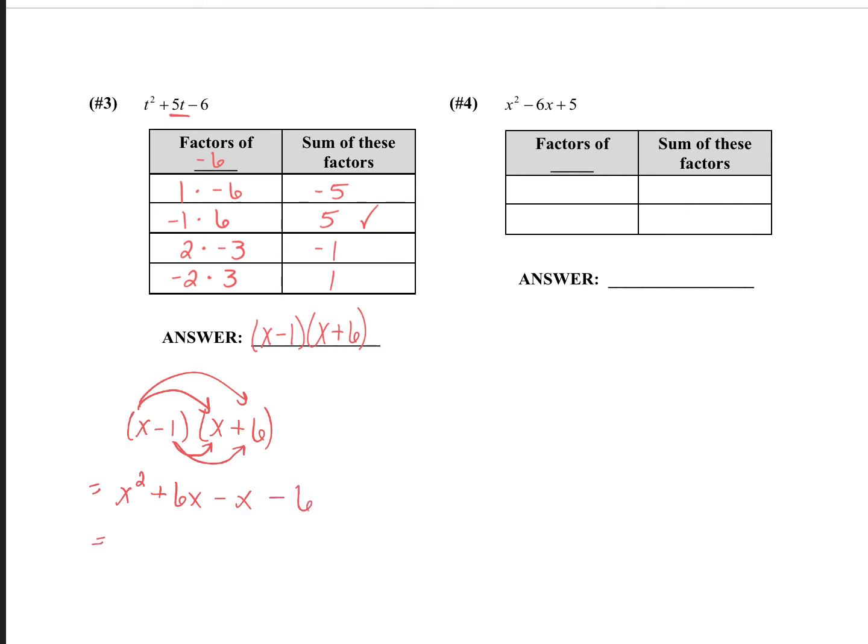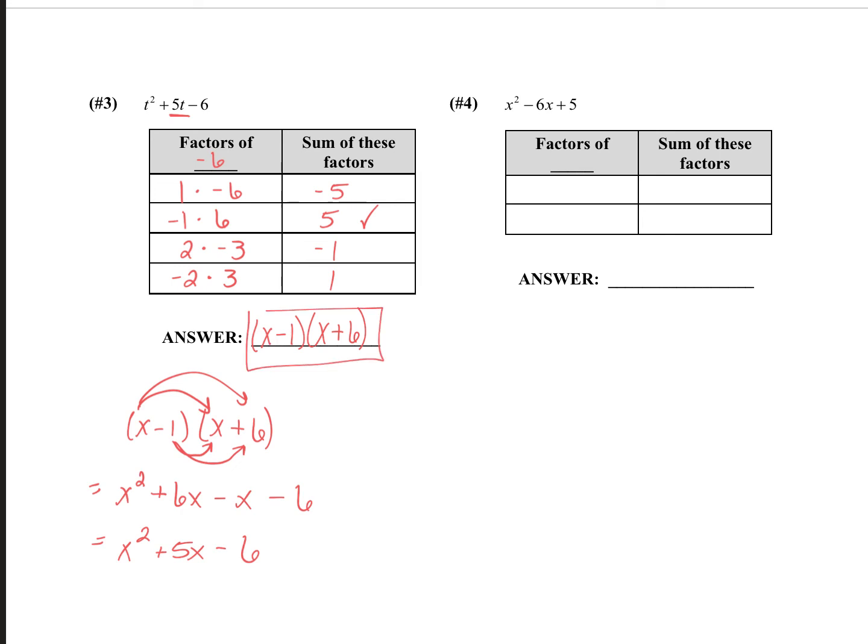All right, so we're looking for like terms. Okay, we only have that one x squared there. We look for our x's, so we have 6x here and -1x. So in total, we have 5 x's because 6 minus 1 is 5, and then -6. All right, and then I suppose I should have been using t's here, but we have t squared plus 5t minus 6, and we have x squared plus 5x minus 6. So those are in fact the same. And so this is our answer.